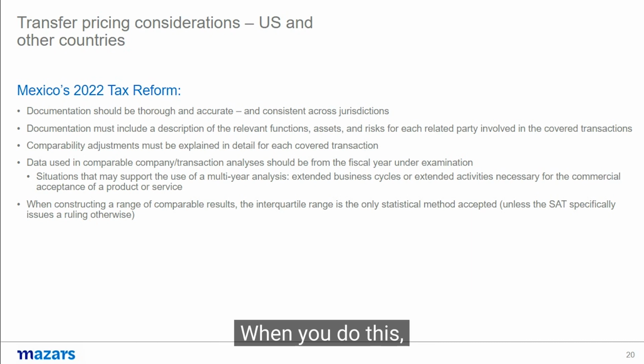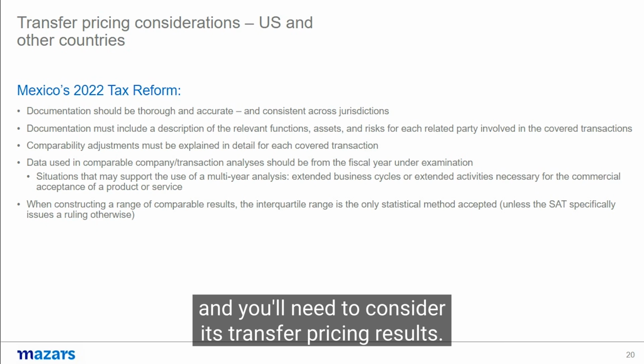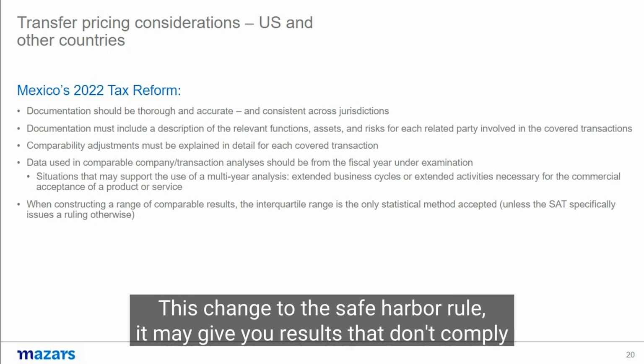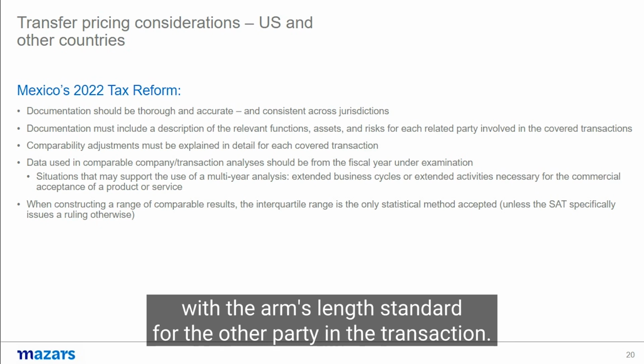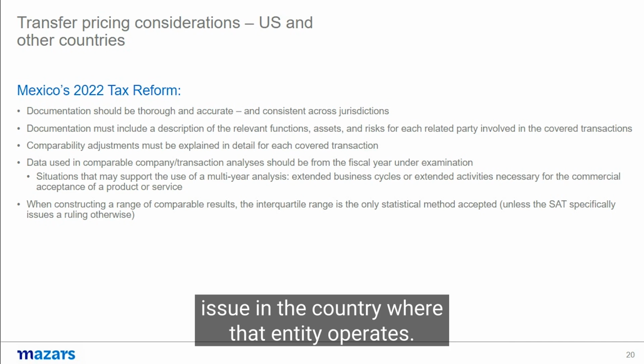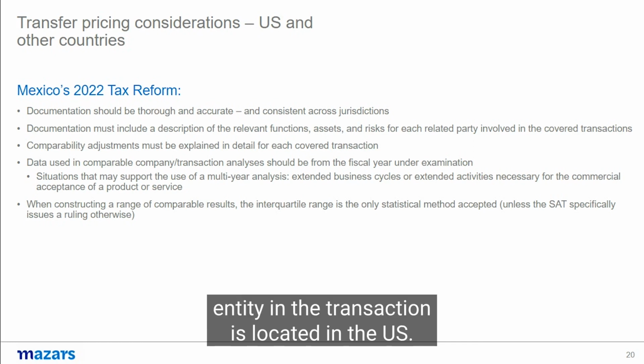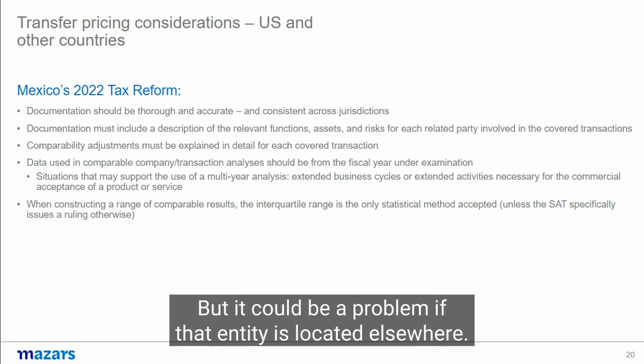When you do this, you'll also need to consider the entity on the other side of the transaction, and you'll need to consider its transfer pricing results. This change to the safe harbor rule may give you results that don't comply with the arm's length standard for the other party in the transaction, and this could create a double taxation issue in the country where that entity operates. This won't be a problem if the other entity in the transaction is located in the U.S., but it could be a problem if that entity is located elsewhere.